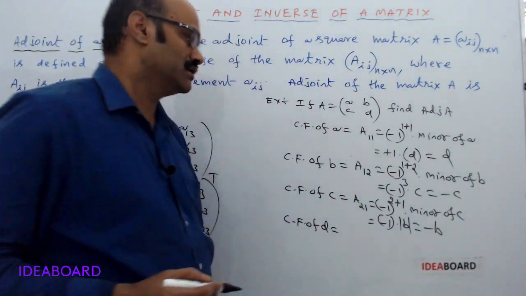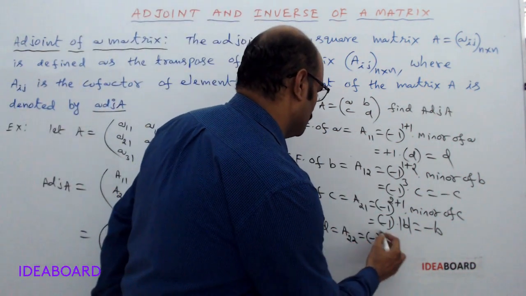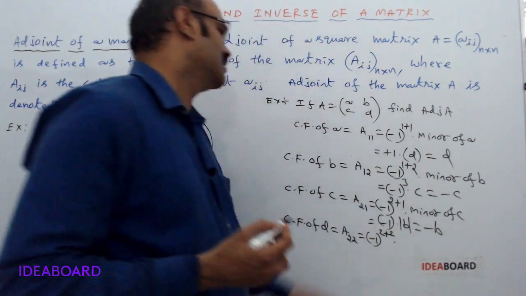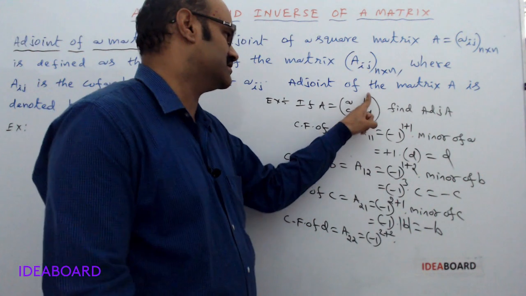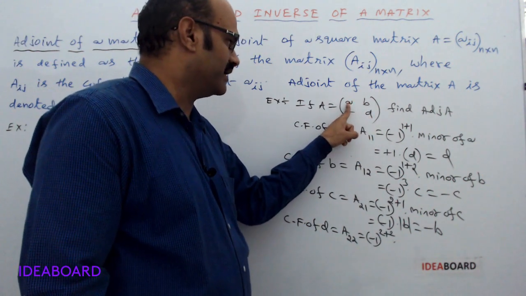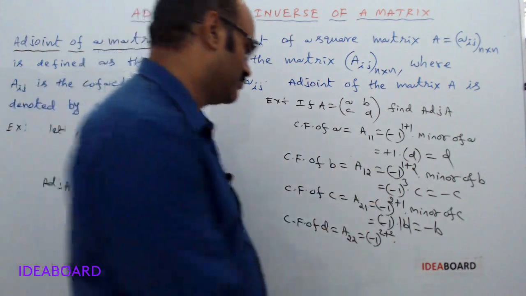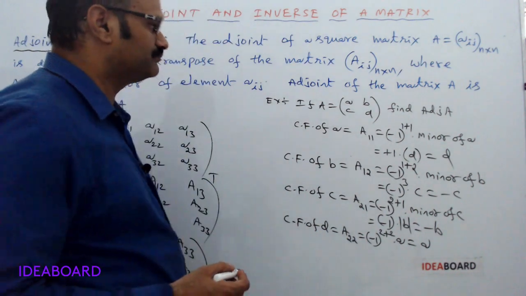Now cofactor of d equal to A22 equal to minus 1 whole power 2 plus 2 into minor of d. The element d lies in second row and second column. Then we have to take the remaining element in a determinant. Determinant of a equal to a. So equal to a.